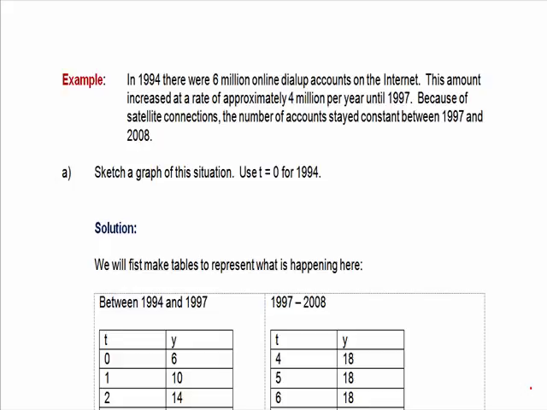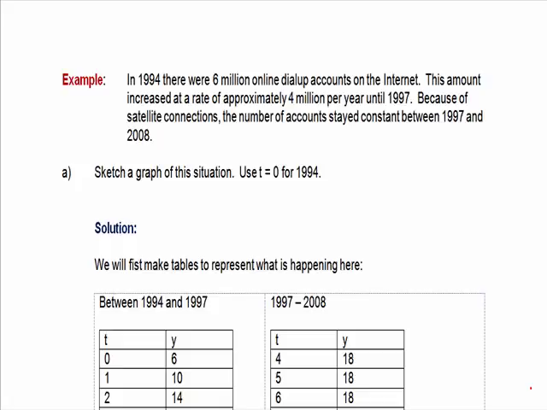Let's take a look at another example. In 1994, there were 6 million online dial-up accounts on the internet. This amount increased at a rate of approximately 4 million per year until 1997. Because of satellite connections, the number of accounts stayed constant between 1997 and 2008.